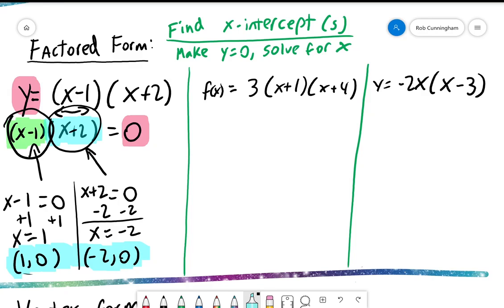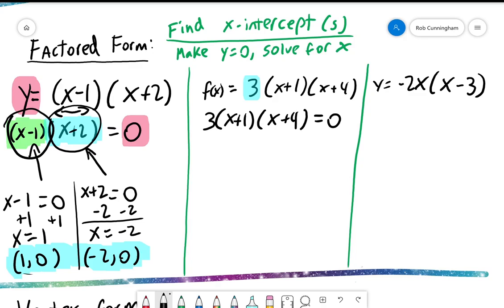Let's move on. In this second example, we have f of x equals 3 times x plus 1 times x plus 4. Now, a lot of folks are thinking, what does this 3 do? And the answer is not a whole lot. It is, yes, a factor. It is, yes, multiplying. But 3 will never equal 0. So we don't have to worry about setting that particular piece equal to 0.